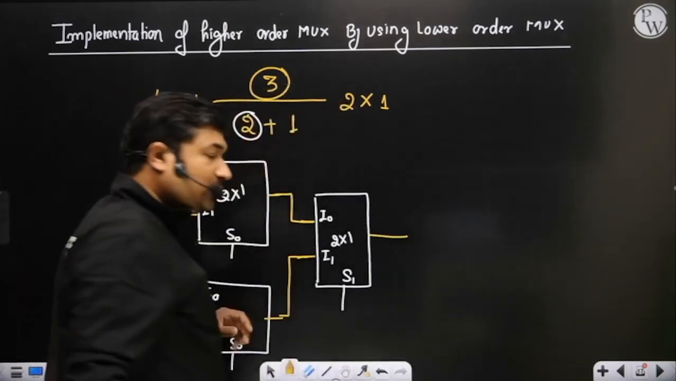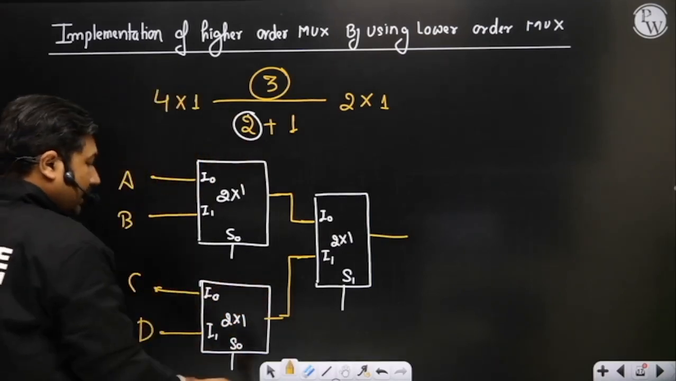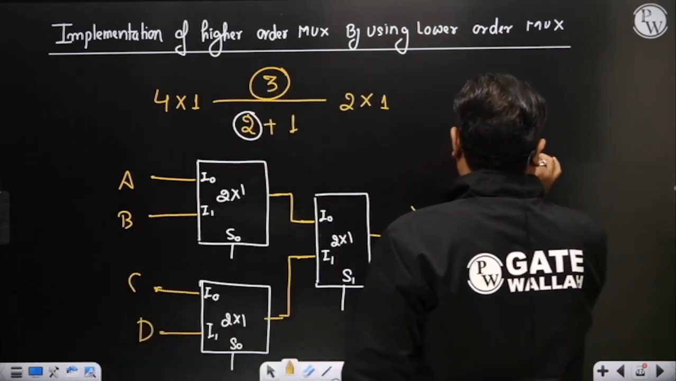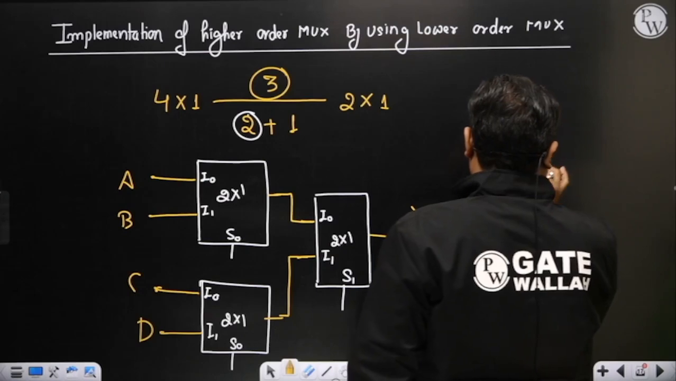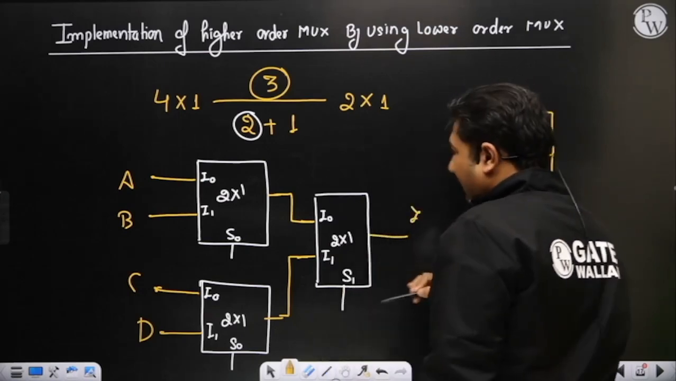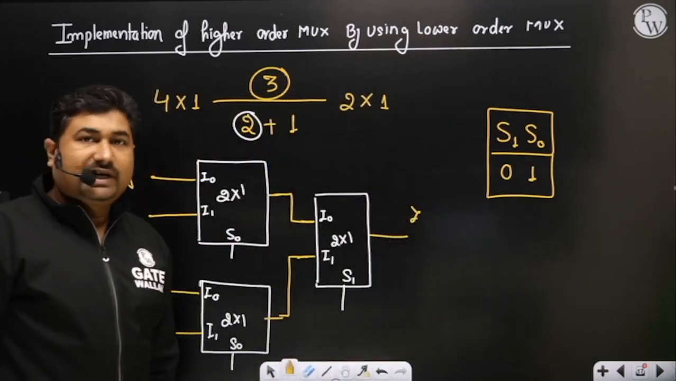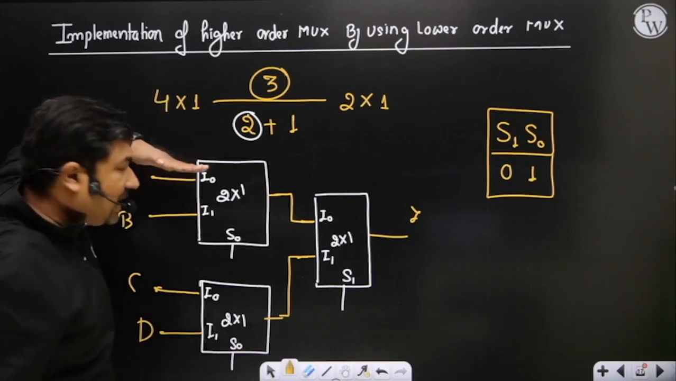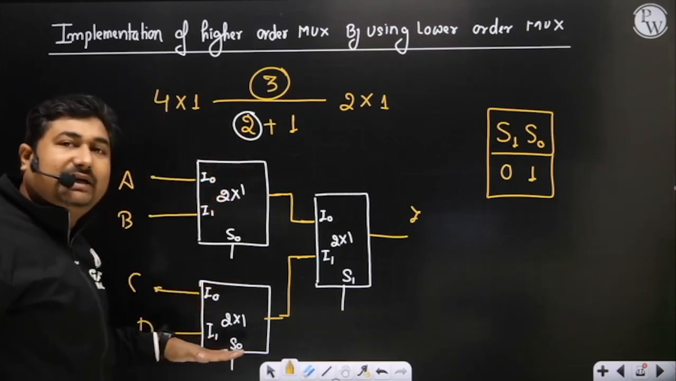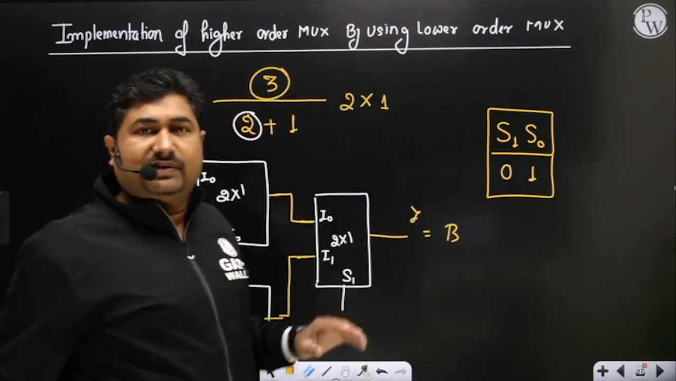What is the conventional approach? Suppose we have A, B, C, D. And I am asking you to find the output Y for the select lines S1, S0 as 0, 1. 0, 1 is the binary of 1. So if I start from here: 0 binary, 1 binary, 2 binary, 3 binary. So 0, 1 is the binary of 1, so there should be B. B must be transferred. Let's check.